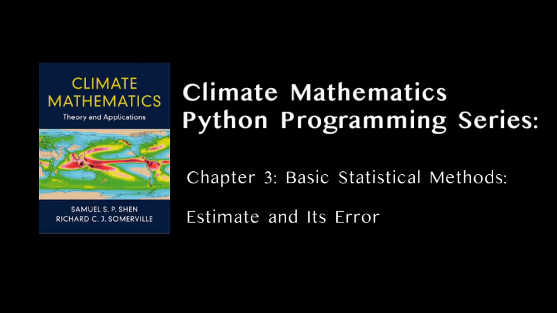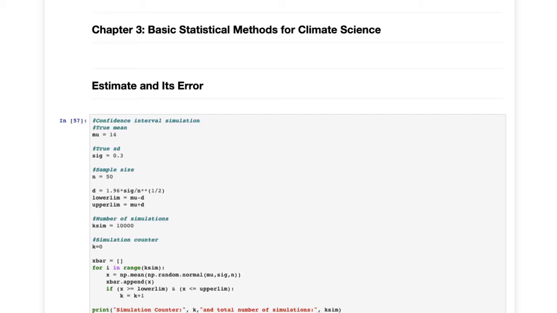Welcome back to the Python programming tutorial series for climate mathematics theory and applications. In this video, we will continue to cover Chapter 3, Basic Statistical Methods, more specifically, looking at parameter estimates and the corresponding errors. Let's begin with some confidence interval simulation.